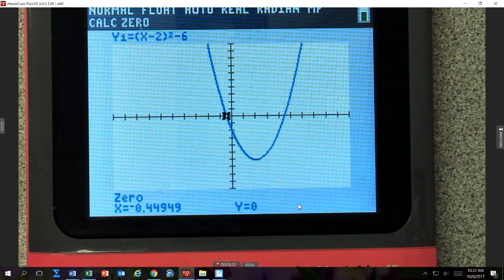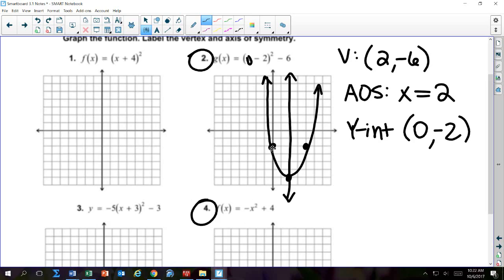-0.4, 0, approximately. Is that what I had on my graph? -0.4. It was close. It looks like I went through -0.5, right? So we were close there.